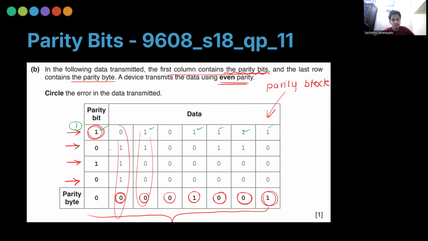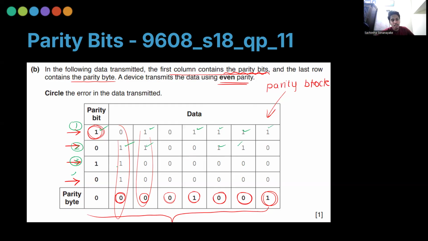Then row number 2. 1, 2, 3, 4. That's also an even number of ones, right? So the parity bit being 0 is correct. So row 2 is not a problem. Row 3. 1, 2. That's also not a problem, because that's an even number of ones there. There's 2 ones, no problem.